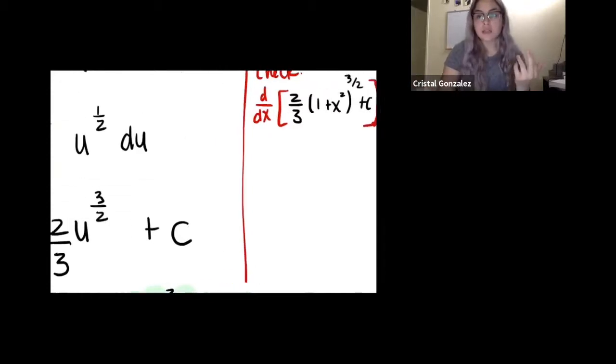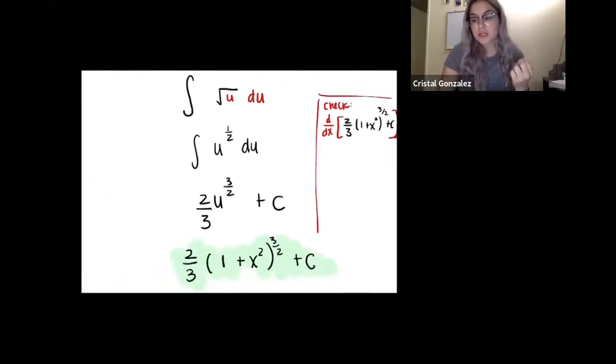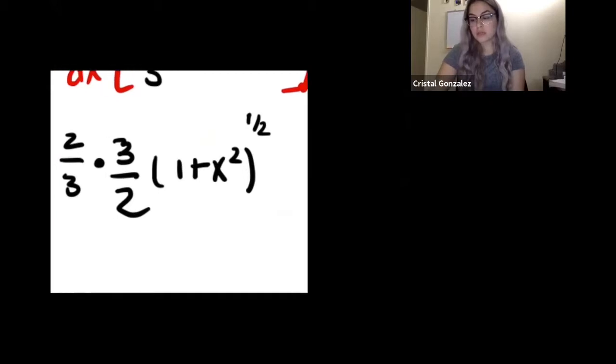Okay, so now if I take the derivative of this, here I just have a power rule, bring it up to the front, with a chain rule. And that's why we had to use the u substitution. If I bring that forward, I'm going to get 2/3 times, here I'm taking the derivative, so this is going to be 3/2. Bring that power up front, subtract 1, which is going to be 1 plus x squared raised to the 1/2 power. Now I multiply by the derivative of my inside, which is x squared. So I need to multiply everything by 2x.